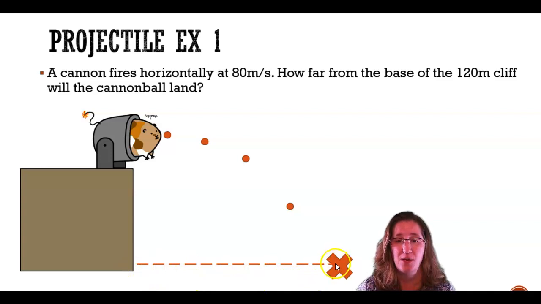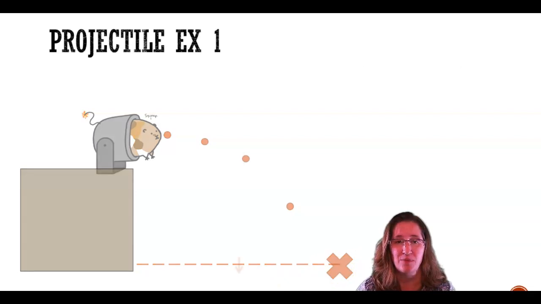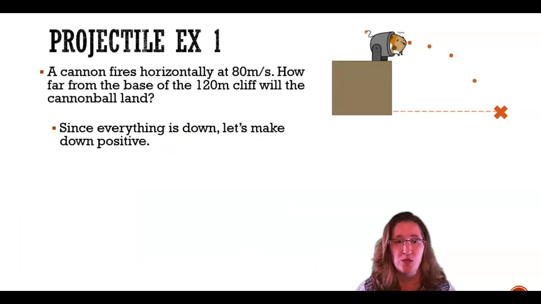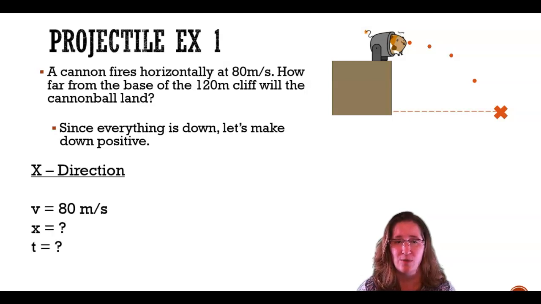So this is not to scale, but here's my question: from the bottom, how far out is this x going to be? So as I look at this problem, I'm going to split up my variables into x and y components. In this case, there's nothing going up, everything's going down, so I'm going to go ahead and make down positive so I don't have so many negative signs that I'm going to have to deal with. So in the x direction, I know it's fired at 80 meters per second. And I know that because the problem says horizontally. So look for those words, horizontally or vertically, in a problem, because they're really important to understand how they're setting up the problem for you in these questions.